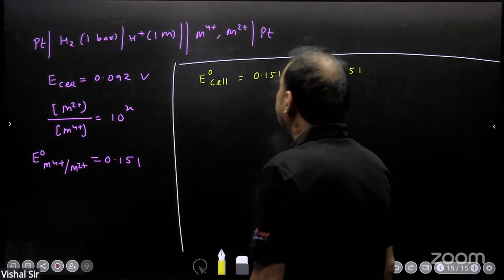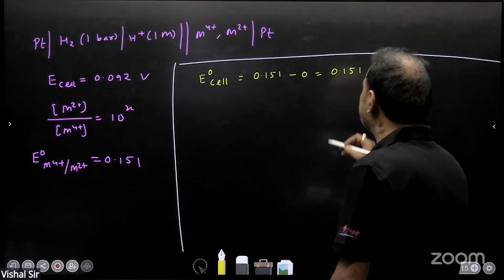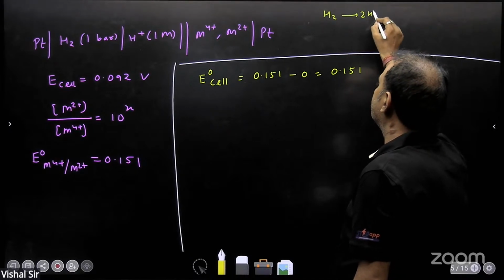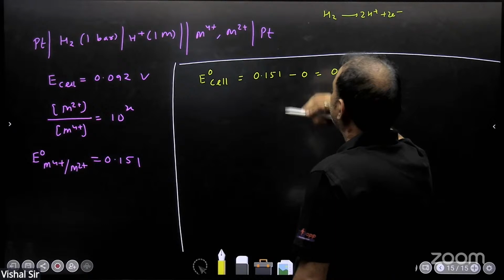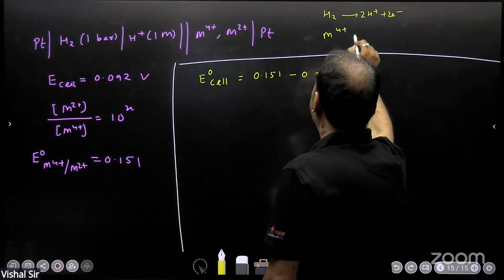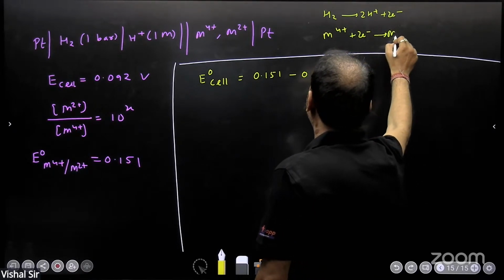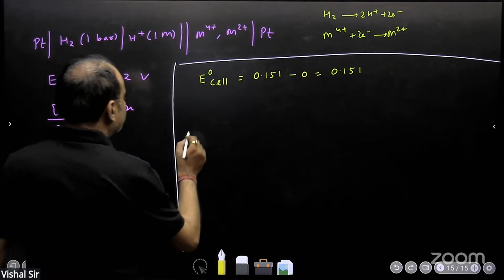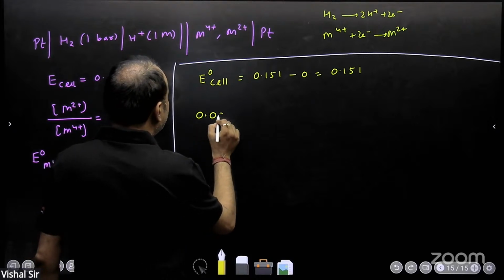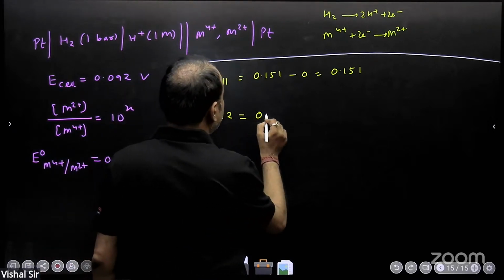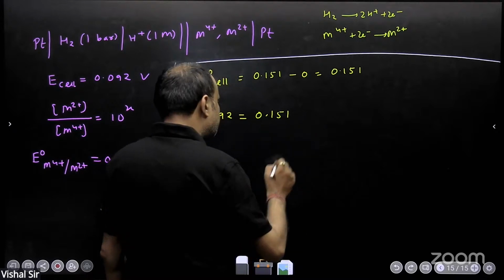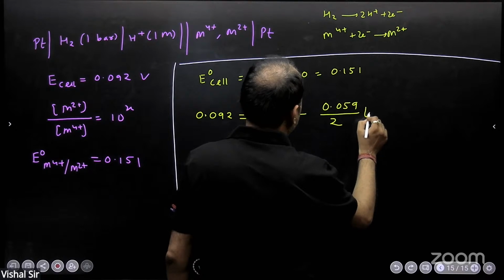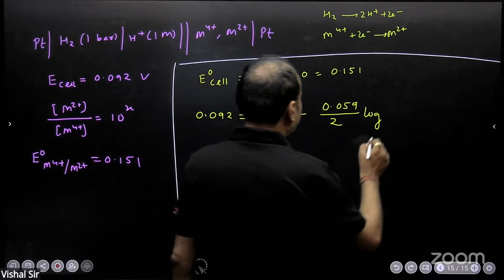To write E cell, let's write the reactions. So anode reaction, H2 goes to 2H plus 2 electron. Cathode reaction, M4 plus 2 electron goes to M2 plus. So N factor is 2. E cell is given 0.092, is E naught cell 0.151 minus 0.059, N factor is 2, log of.